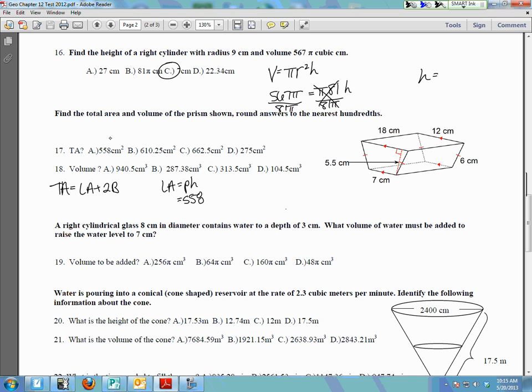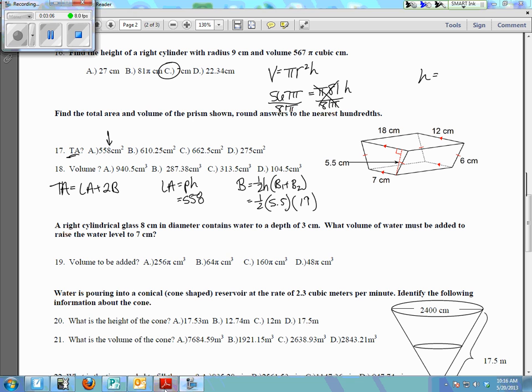Okay. Now notice that that is one of your options, but we're finding total area, not lateral area. So I need to add to that 2 bases. So let's find base. That's 1/2 the height of the trapezoid times the sum of the bases of the trapezoid. So we get 1/2. The height of my trapezoid is 5.5. Now the sum of the 2 bases of my trapezoid is 19.